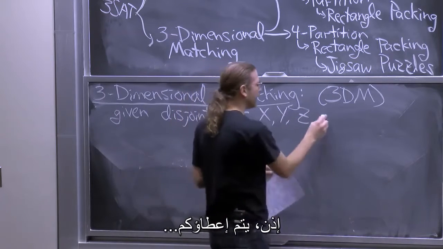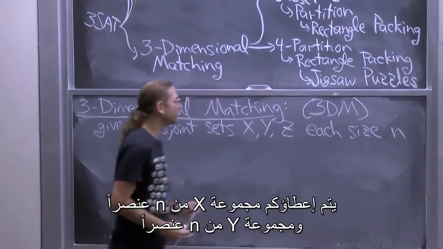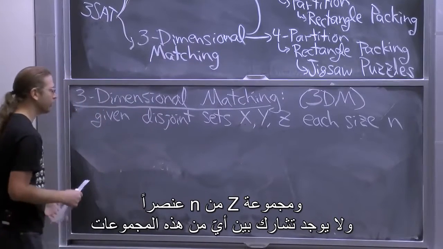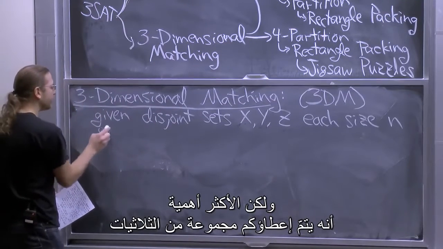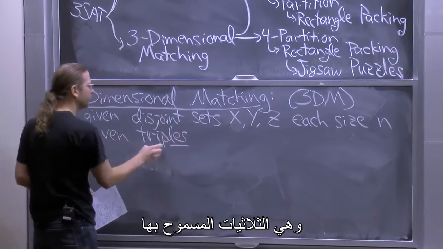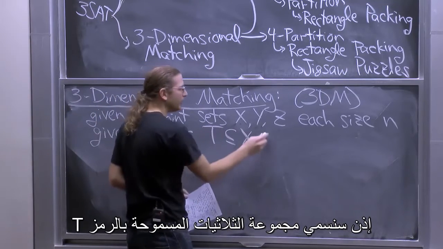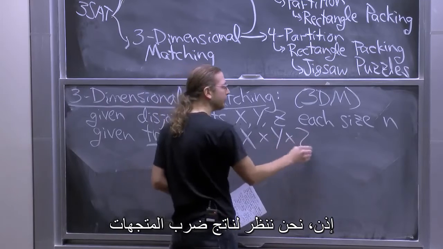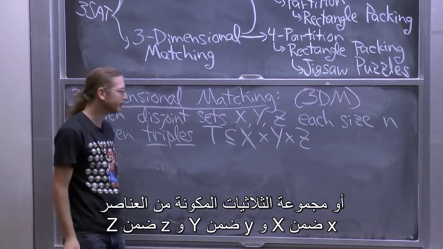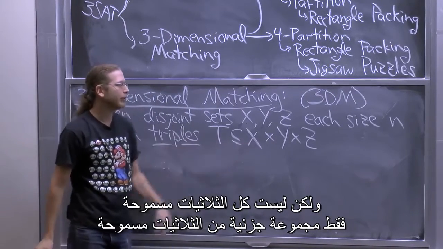So you're given a set X of n elements, a set Y of n elements, and a set Z of n elements. None of them are shared. But more importantly, you are given a bunch of triples. These are the allowable triples. So we'll call the set of allowable triples T. And so we're looking at the cross product. This is the set of all triples x, y, z, where x is in X, y is in Y, and z is in Z. But not all triples are allowed. Only some subset of triples is allowed.